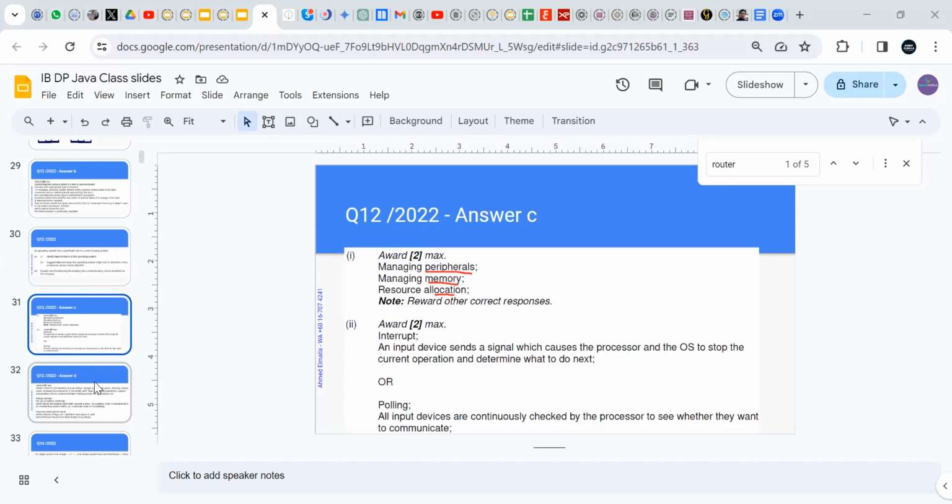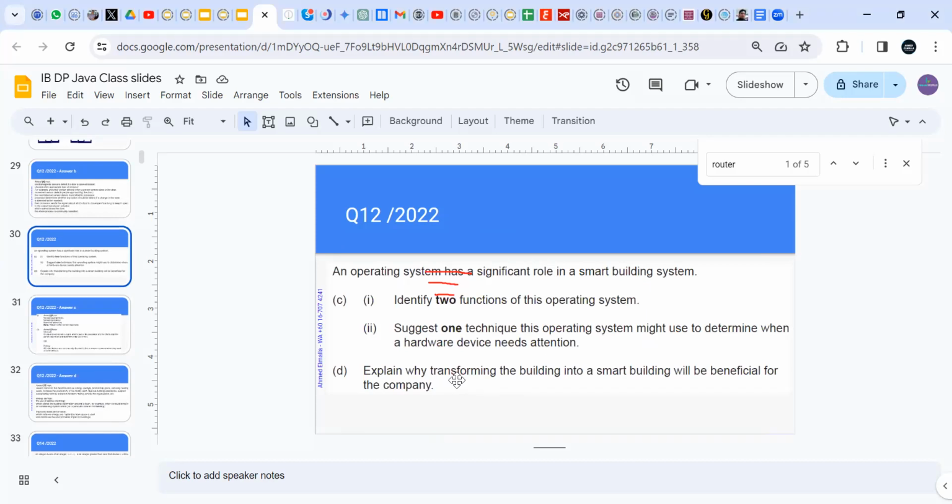Did I make myself clear? Yes. Okay, so explain why transforming the building into a smart building will be beneficial for the company.